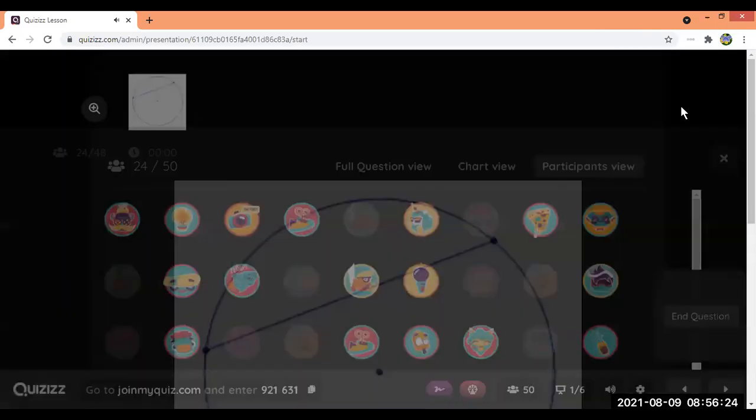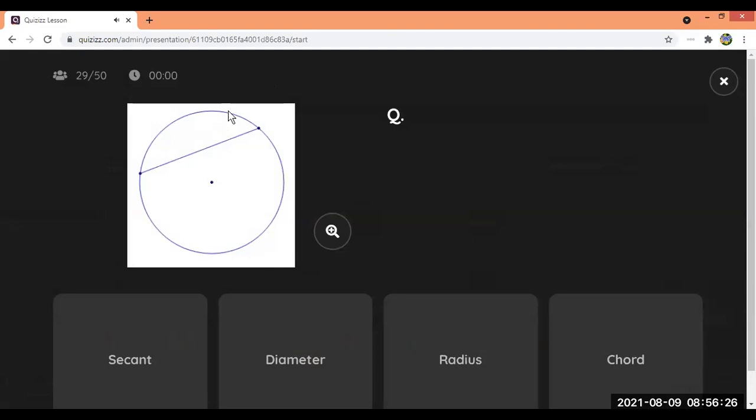What is the name or what do you call this image? Is this a secant? Is this a diameter? Is this a radius or a chord? What do you call this figure? What is this segment called as? Is it a secant, a diameter, a radius or a chord? Quickly, everyone. I see 38 of you have already answered it.